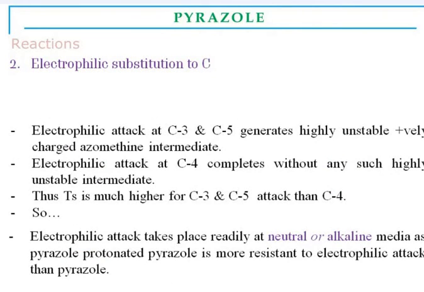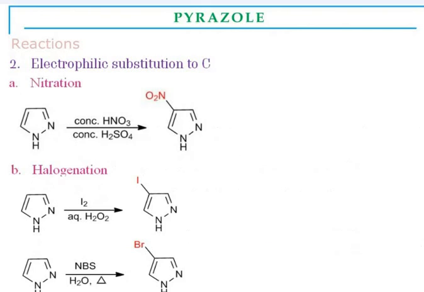The electrophilic attack at carbon 3 and carbon 5 generates a highly unstable positively charged azomethine intermediate. Electrophilic attack at carbon 4 proceeds without any such highly unstable intermediate. Thus the transition state is much higher for carbon 3 and carbon 5 attack than for carbon 4. Electrophilic attack takes place readily in neutral or alkaline media, as the protonated pyrazole is more resistant to electrophilic attack than pyrazole. This important point is for your objective questions.